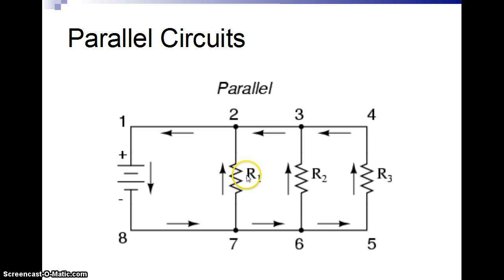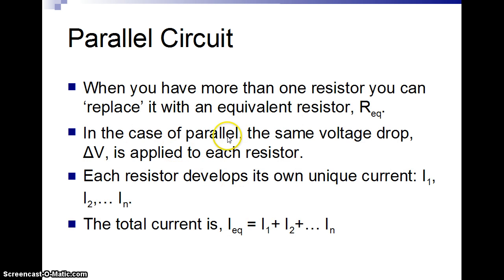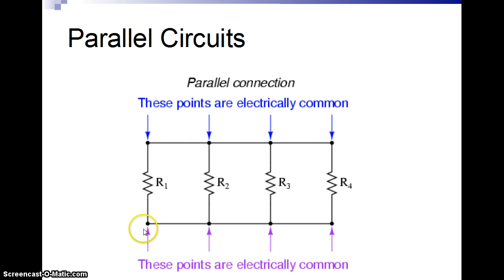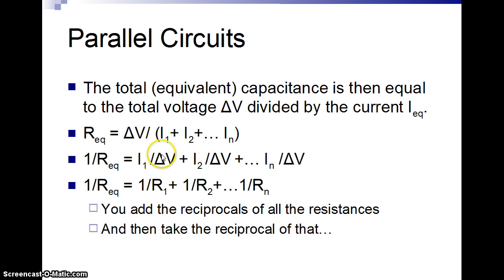But if R1 was a light bulb and it burned out, there would still be a circuit for 2 and 3. If it was in series with R1, R2, and R3 all in the same row and light bulb 1 burned out, then the other ones would go out as well. So in the parallel case, they have the same voltage, but they have different currents. The total current, you just add them all up, it's just going to get bigger and bigger however many you add. And because the voltage is the same, you end up with voltage divided by current.